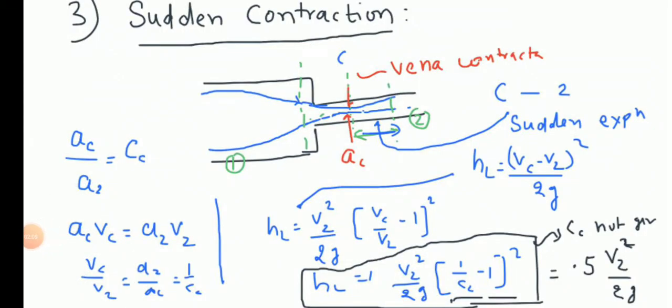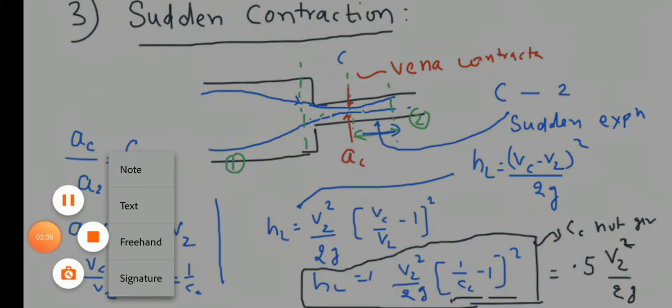Next is sudden contraction. Due to sudden contraction, a minimum cross section area occurs, which is known as vena contracta, and by applying Bernoulli between this area of vena contracta and the second pipe, we get the head loss by applying all these three equations, Bernoulli, continuity and momentum equation. The head loss is nearly equal to 0.5 V2 square by 2g, or V2 square by 2g (1 upon Cc minus 1) whole square, where Cc is coefficient of contraction.